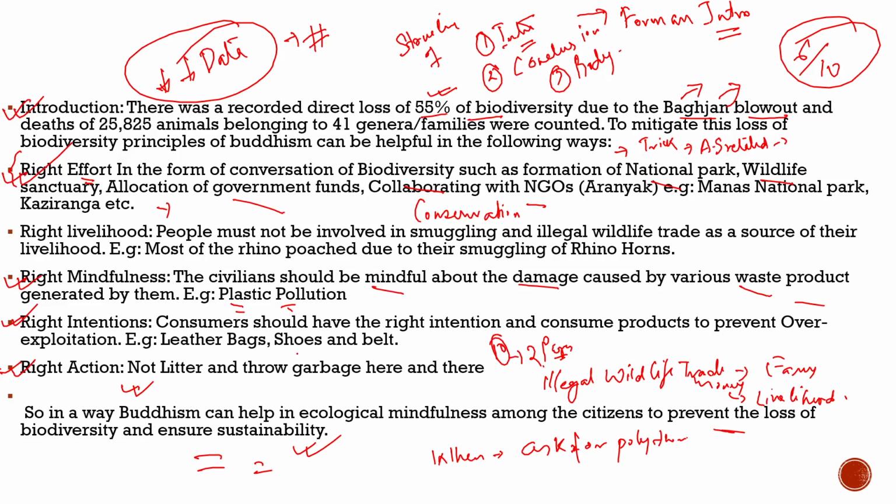But notice one thing, in every point I have tried to give some sort of example. See, in the first point I have given Manas National Park, Aranyak NGO, Kaziranga. Then in the third point, plastic pollution. Then in the fourth point I have given leather bags. So when you write a good answer, you need to substantiate it with examples, else it won't be enriching.